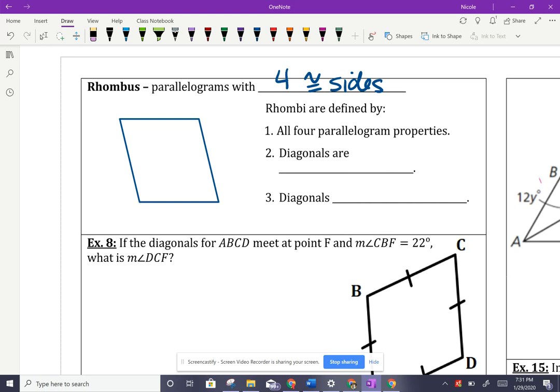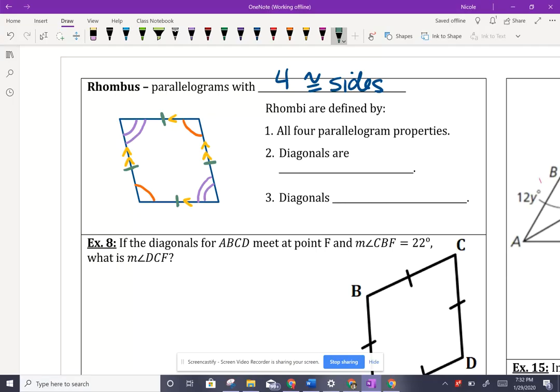It has all four properties that a parallelogram does. So let's just review some of those. One is that opposite angles are congruent. So I have congruent angles, but they are opposite of each other. Opposite sides are parallel, so our little parallel marks. And opposite sides are also congruent, but all four sides here are congruent. So I have one dash that's going to go on each side. So kind of like a square, guys, all four sides are congruent.